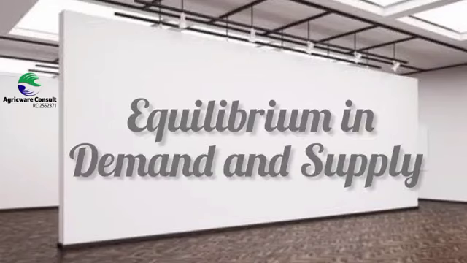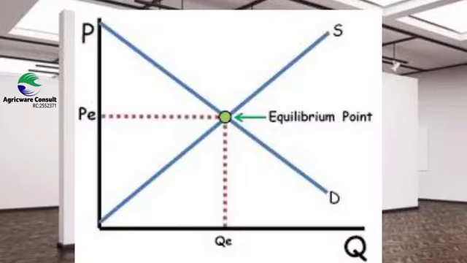Equilibrium in demand and supply. Equilibrium in demand and supply is achieved when demand and supply meet at an equilibrium price and an equilibrium quantity. I said equilibrium in demand and supply is achieved when the demand and supply curves meet at an equilibrium price and at an equilibrium quantity.